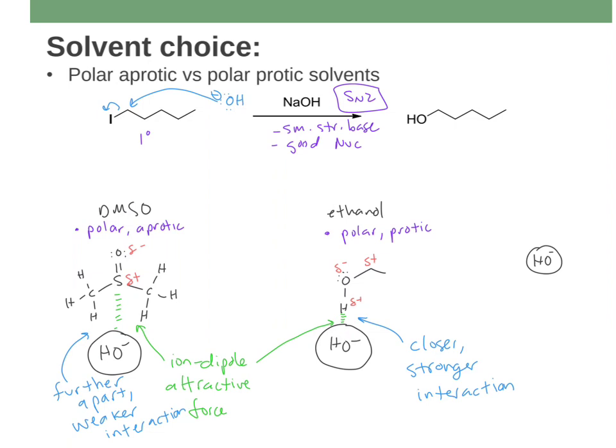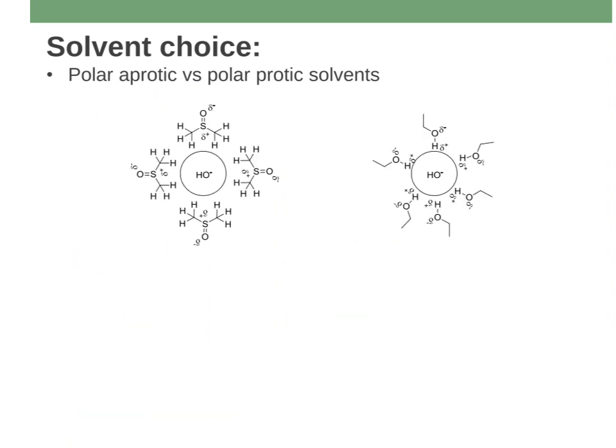So why do we care about this? I drew these. It's kind of the same thing that I had before. I have the DMSO, I have the ethanol, left versus right. Same idea, but I drew more of the molecules. I drew 4 right here around the hydroxide, 4 DMSOs. Realistically, it's probably more. Same thing for the ethanol. I only drew 6 ethanols. Realistically, it's probably more. But the point is that they form this solvation sphere.